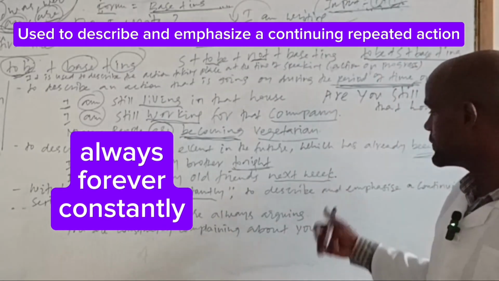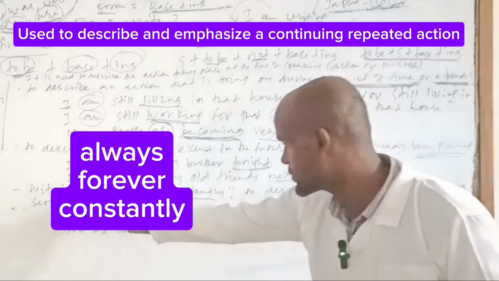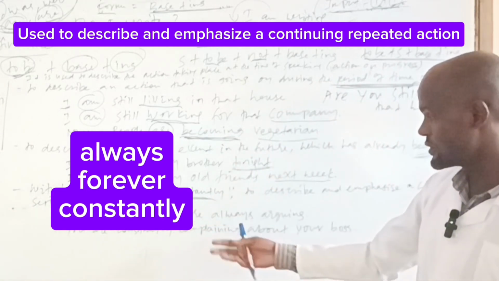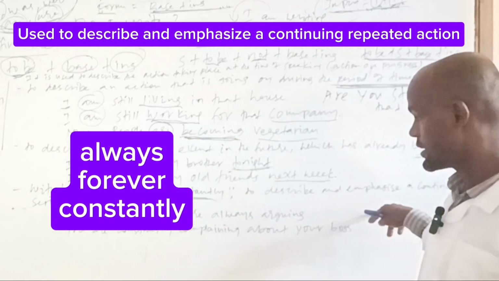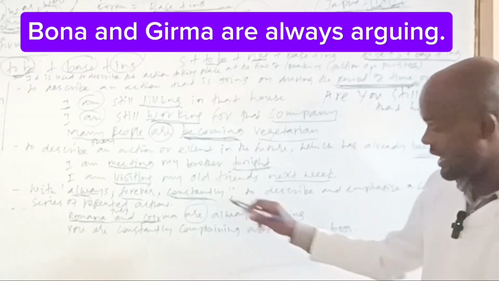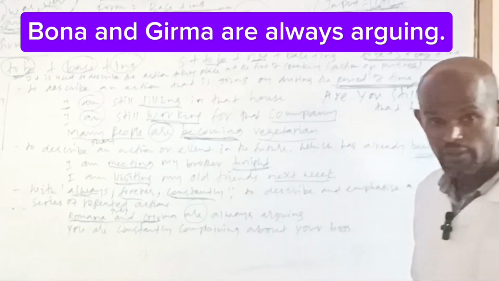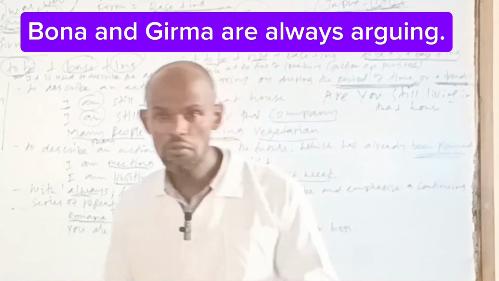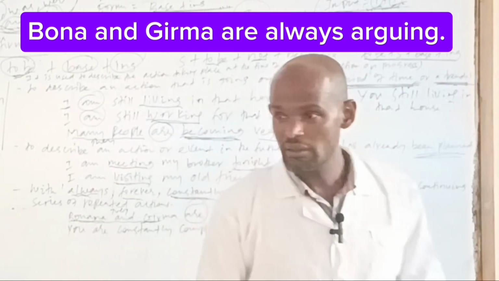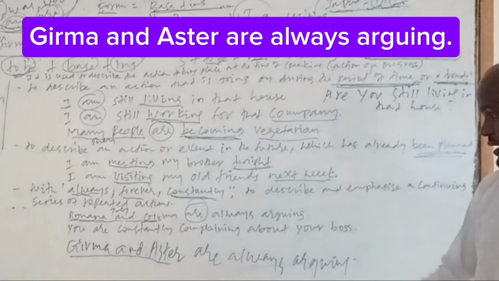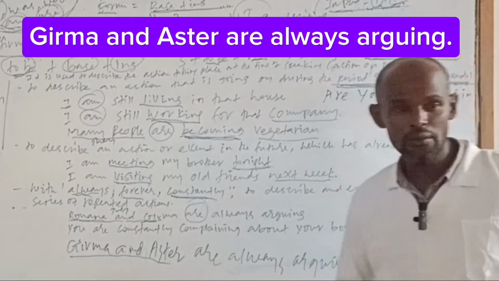So it needs emphasis. So along with these words, always, forever, constantly, we use the present continuous form to describe and emphasize. Bona and Girma are always arguing. What does it mean? Girma and Aster are always arguing.